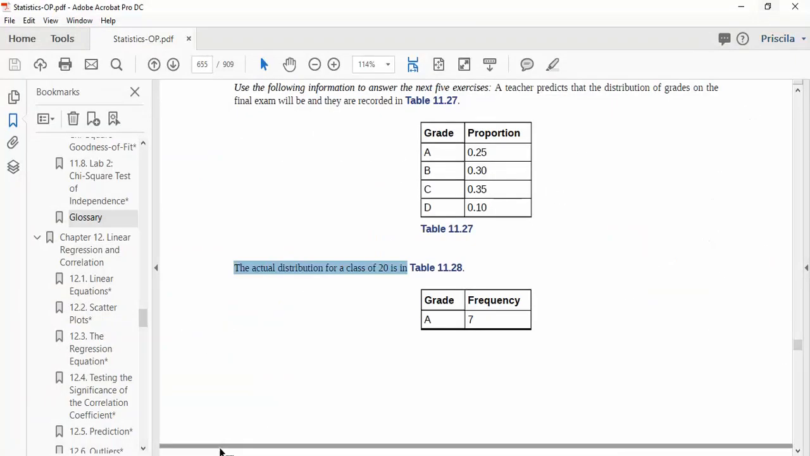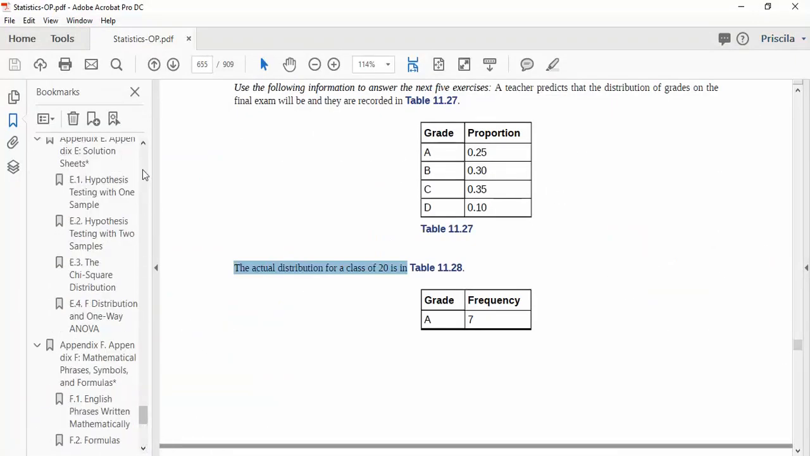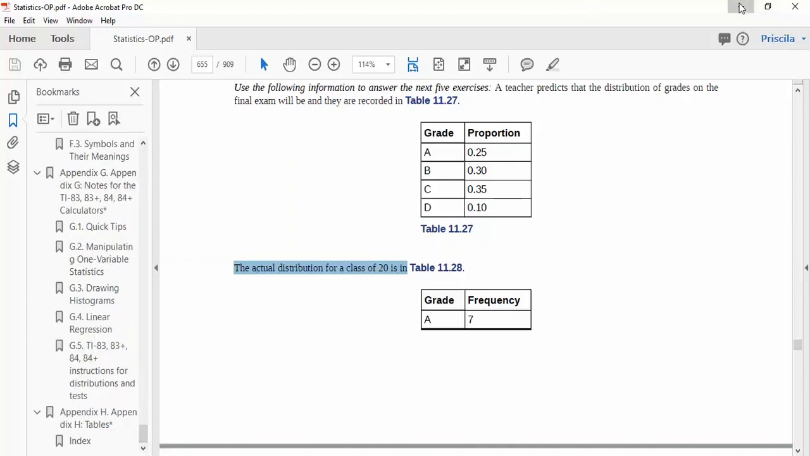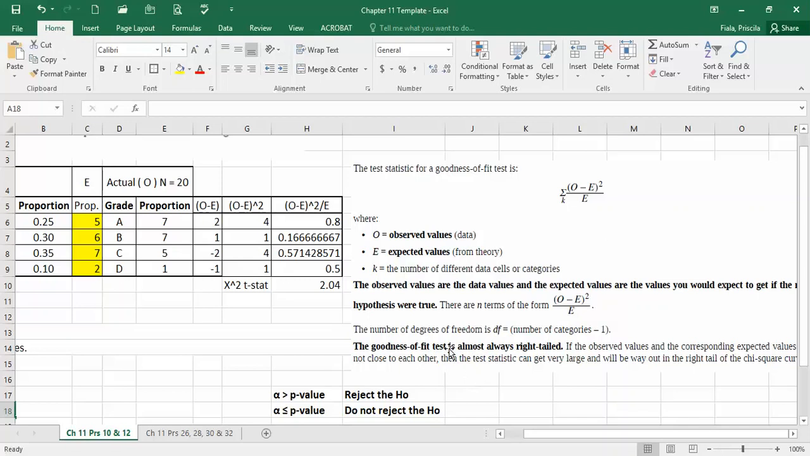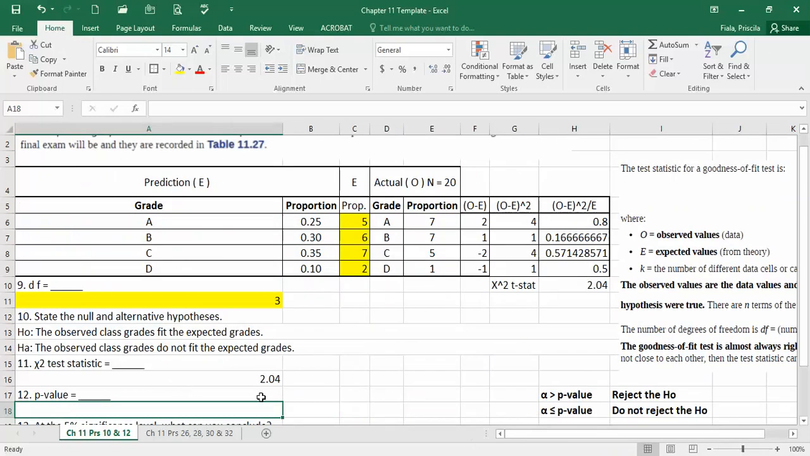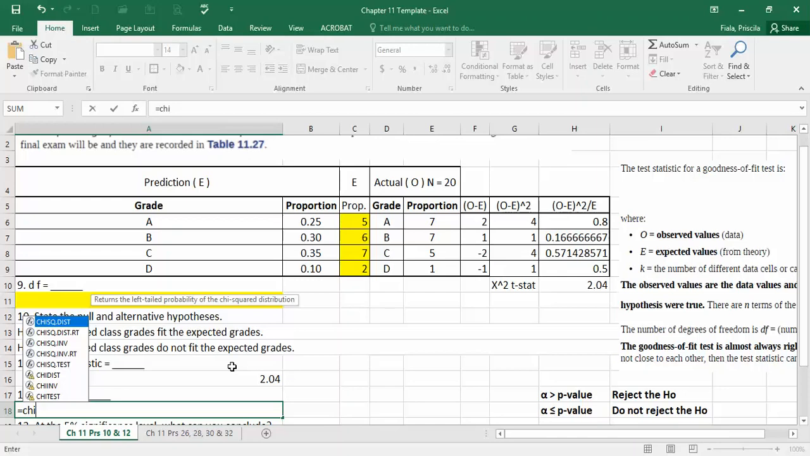The chi-square also has a table, but I don't want to, at this point, confuse you more. You can go and find a table and look it up. But the easiest way I'm going to show you right now. Remember what I said, the goodness of fit is almost always right tail, correct? So what we can do, Excel has a formula for that. So let's start typing chi, which starts with the C. So chi, oh, here we go.